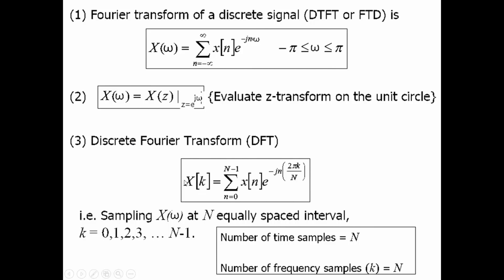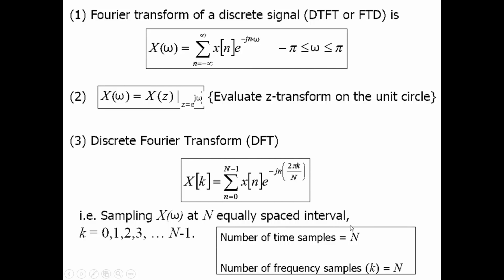Right. So in that case, we get another output sequence X[k], and it will be given by the sum over n going from 0 to capital N minus 1 of x[n] e to the power minus j n 2 pi k divided by N. I will explain this in the next slide. This is equivalent to sampling X(omega) at capital N equally spaced intervals, where k varies from 0 to N minus 1.